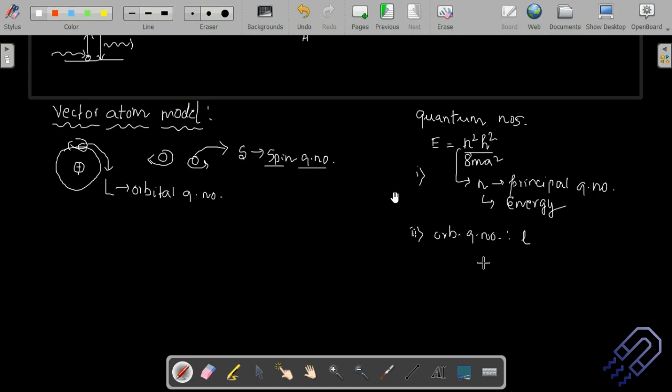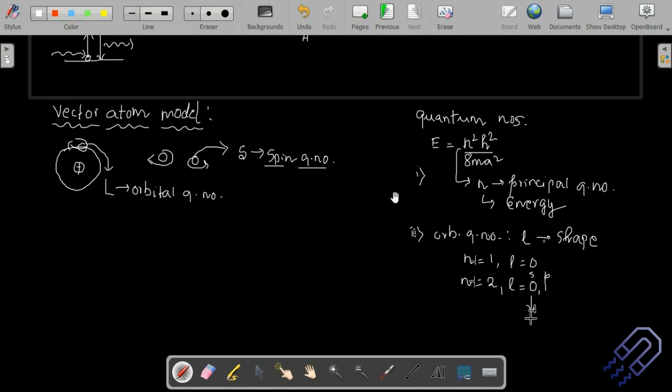And n and L are very much connected. If n is equal to 1, L is equal to 0. If n is equal to 2, L is equal to 0, 1. Now what does this L value define? It defines the shape of the orbital. So L is the orbital quantum number defining the shape of the orbital, and that's why when L is equal to 0, we call it the S state. When L is equal to 1, we call it the P state, and so on.